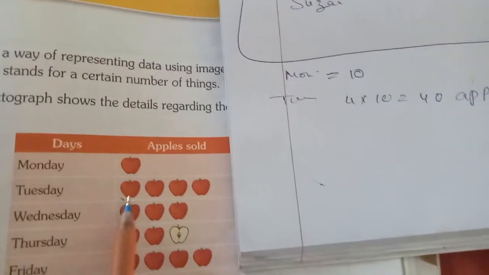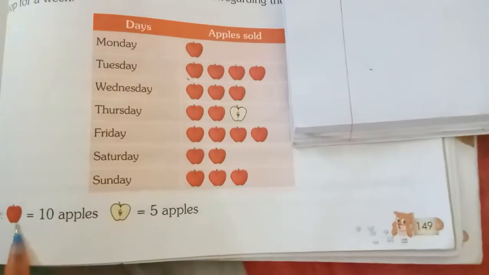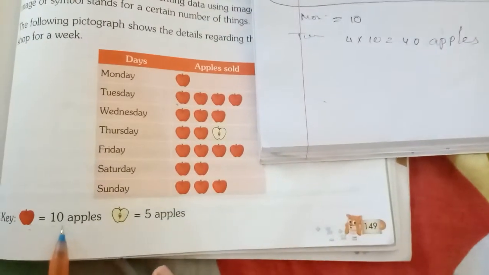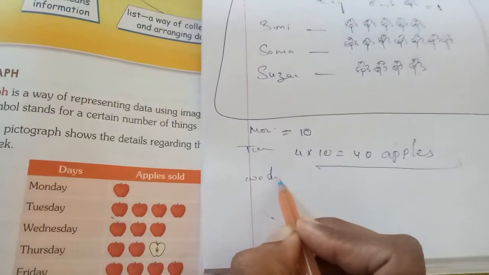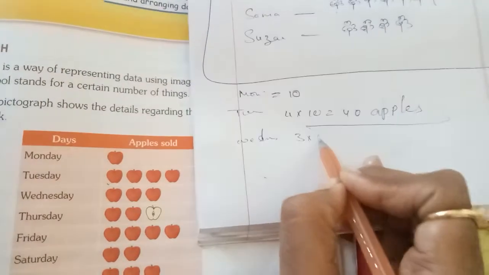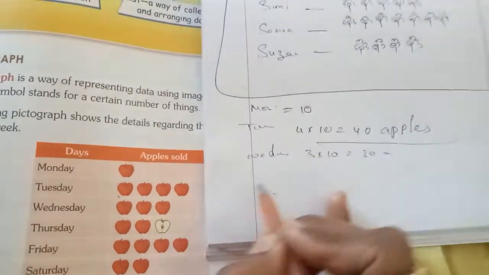Tuesday, 4 apples are there. 4 means, 1 apple picture represents how many apples? 10. Here how many apples are there? 4. So 4 into 10, 40 apples they sold on Tuesday. And coming to Wednesday, how many? 3 are there. 3 into 10, 30 apples.